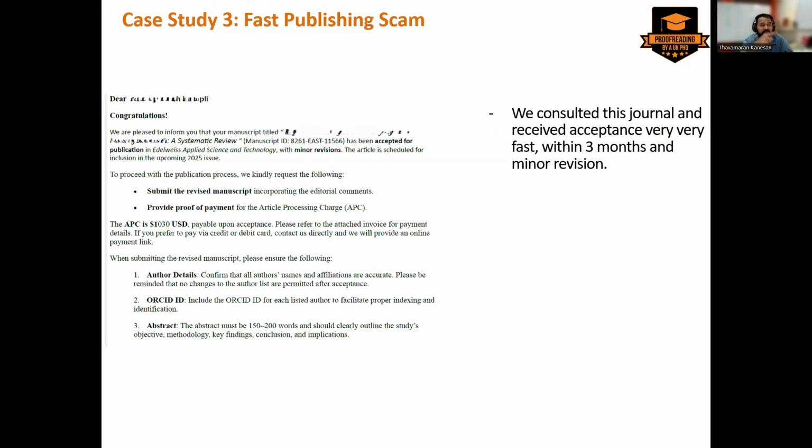Our job is done. When we go to scopus.com, we check this journal. It is still Scopus indexed as of 2025, last year. Still Scopus indexed. But when we saw 3 months, I thought something is wrong. So what did we do? If you are skeptical, you check in scopus.com. The journal is still indexed in 2025. So you know this journal is legit.